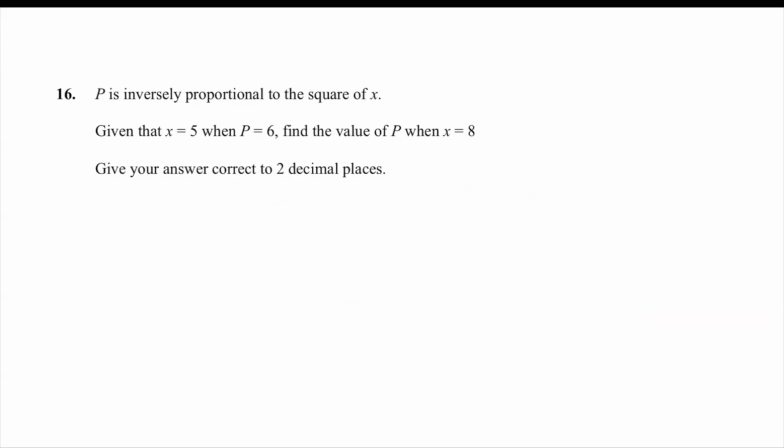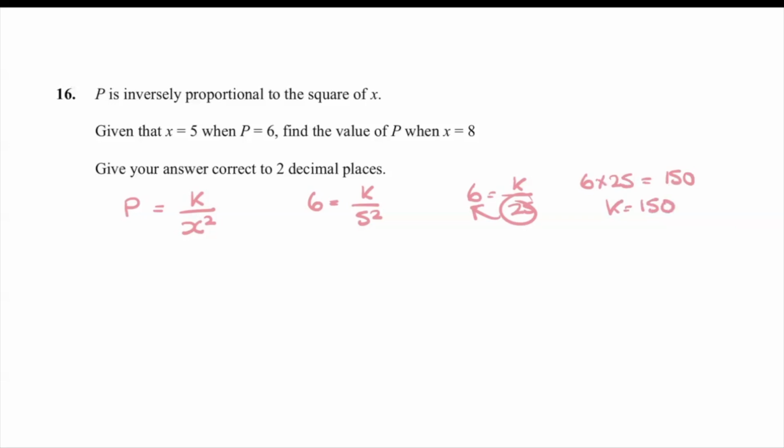Okay, for question 6, p is inversely proportional to the square of x. So the first thing that we want to do is write that down as part of an equation. So p is equal to k over x squared. So when we're inversely proportional, then we've got k divide. When it's directly proportional, that's when we've got k times. So it's k divide in this case. We're going to put the information that they've given us in so that we can work out k. Okay, so we've worked out that k is 150.